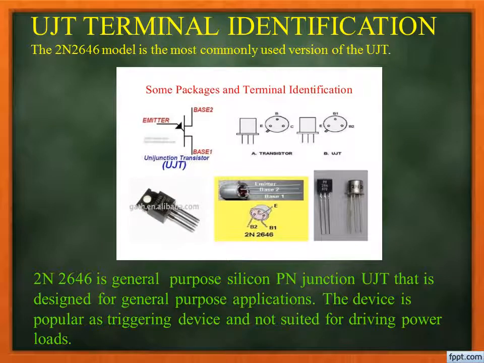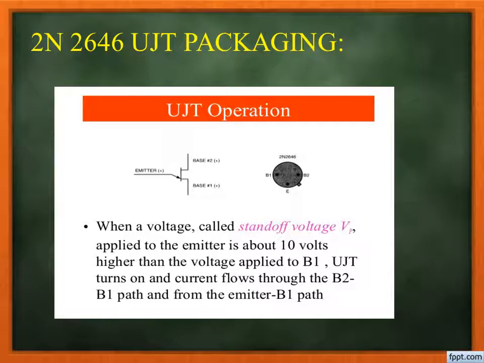Here is how you can identify the UJT. The most commonly used version of UJT is 2N2646, which is designed for general purpose applications. The device is popular as a triggering device and it is not suited for driving power loads. Now this is the UJT packaging, with just the terminals shown here.